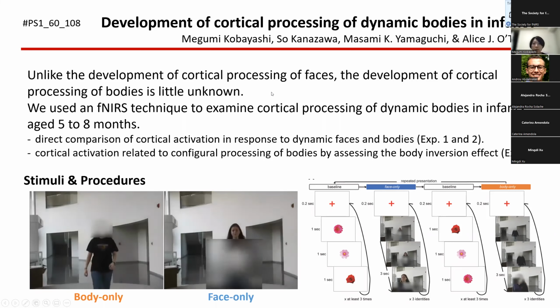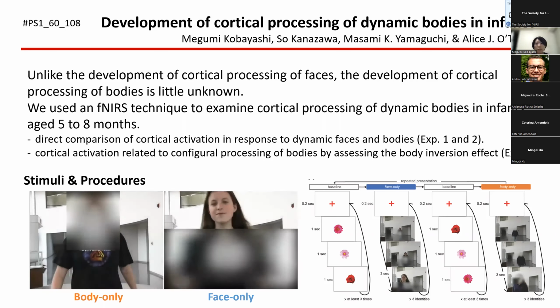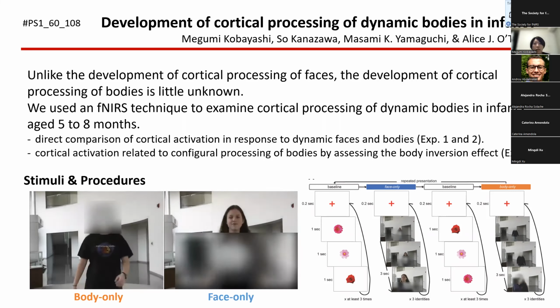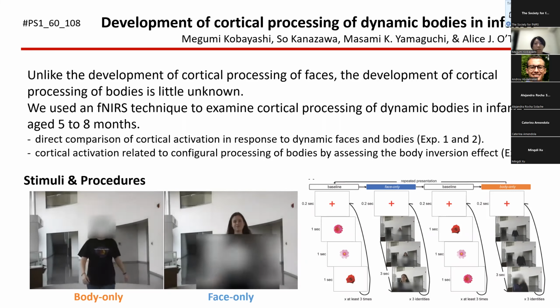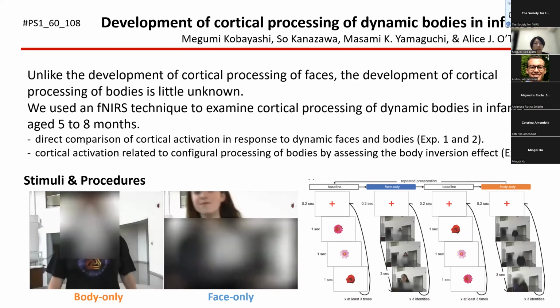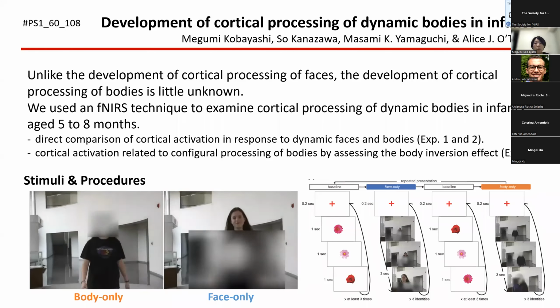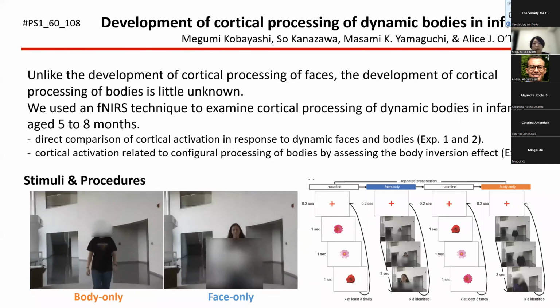Thank you for the kind introduction. Today, I'm going to introduce our recent findings that the bilateral superior temporal regions of infant brains process dynamic body information from 5 months. Previous studies have shown that the bilateral temporal areas activate for static and dynamic faces, but little is known about the development of cortical processing of bodies, especially for dynamic bodies.